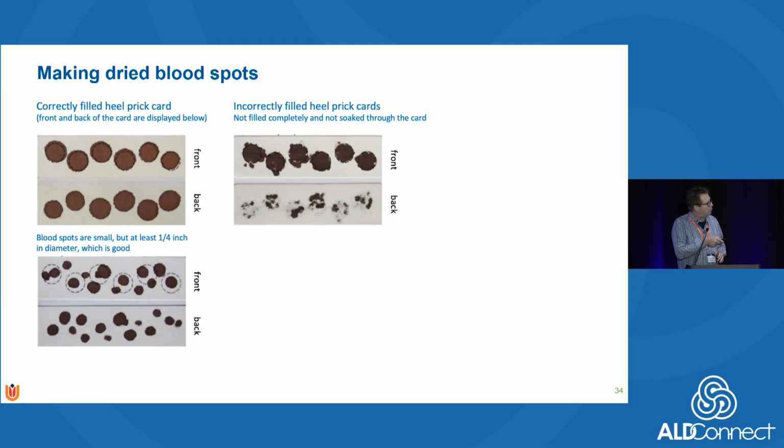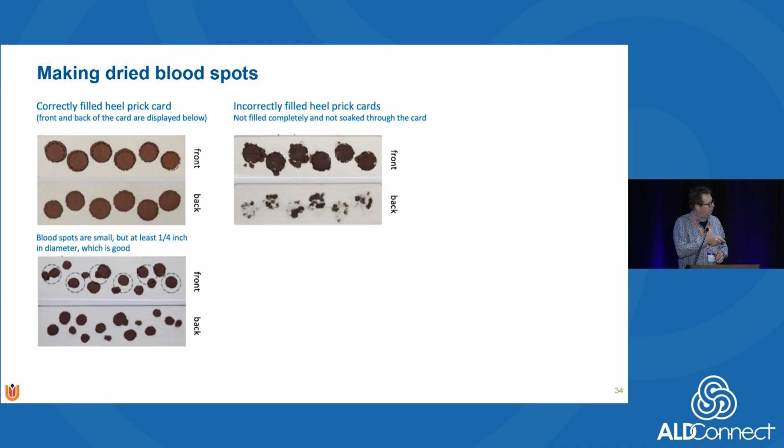We only need one blood spot. That's enough. Sometimes they can be smaller, but if we can make a correct punch out of this, it is still okay. But it needs to be through and through. So this is the front and this is the back. So this is what it should look like, and not like this.